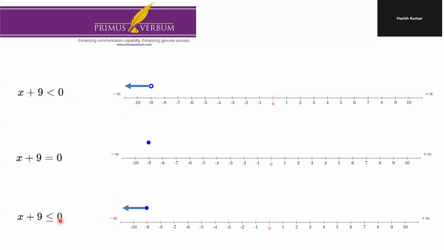And in the case of x plus 9 less than or equal to 0, x takes a range of values including minus 9 and less than minus 9 up till minus infinity, just as in the case of this one, which also goes to minus infinity. In the case of an equation x plus 9 is equal to 0, we have only one value. x takes only one value, namely minus 9.